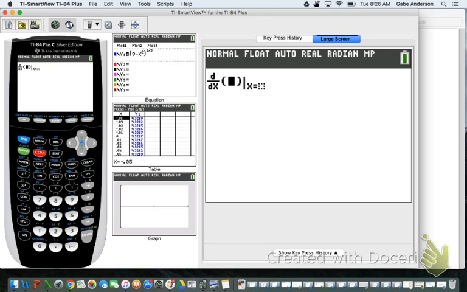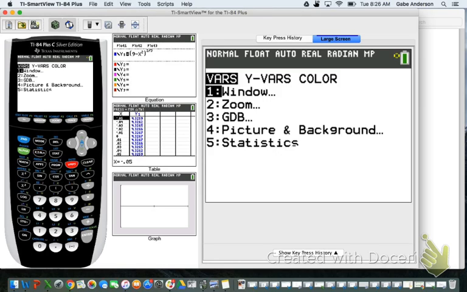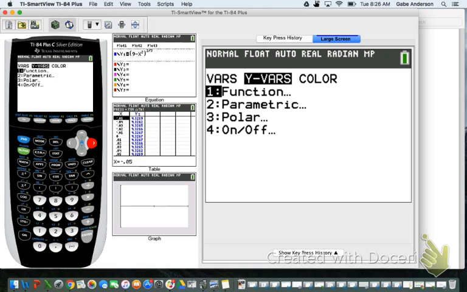I wanted to maybe show you something else. Maybe you've done this before. There's a button maybe you haven't pushed. It's the vars button, V-A-R-S. It stands for variables. So go ahead and push the vars button. When you push that, I want you to use the arrow pad to slide to the right where it says yvars. So vars, yvars. Go ahead and select function.